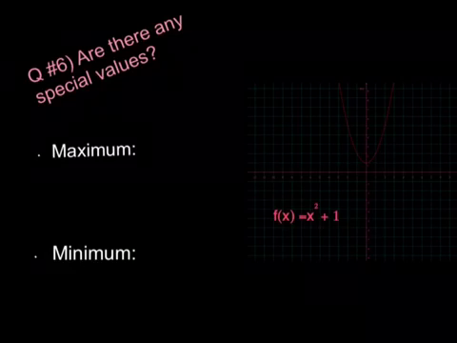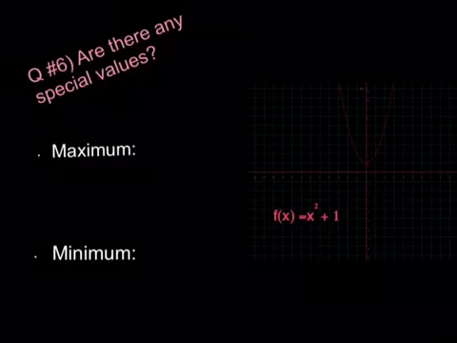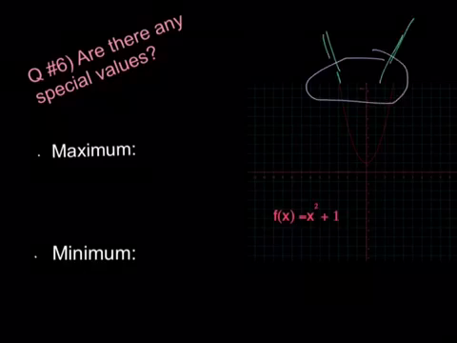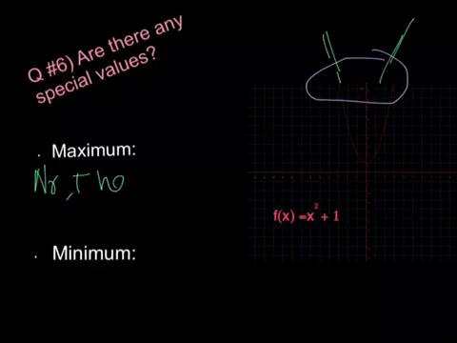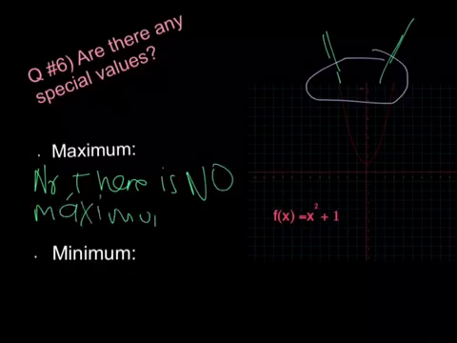The next question we would ask ourselves is, are there any special values like a maximum or a minimum point? To find a maximum point, we need to look at the top of the graph. As you can see up here, the graph will keep going on and on on both sides. So no, there is no maximum point on our graph. The next question would be, is there a minimum point?